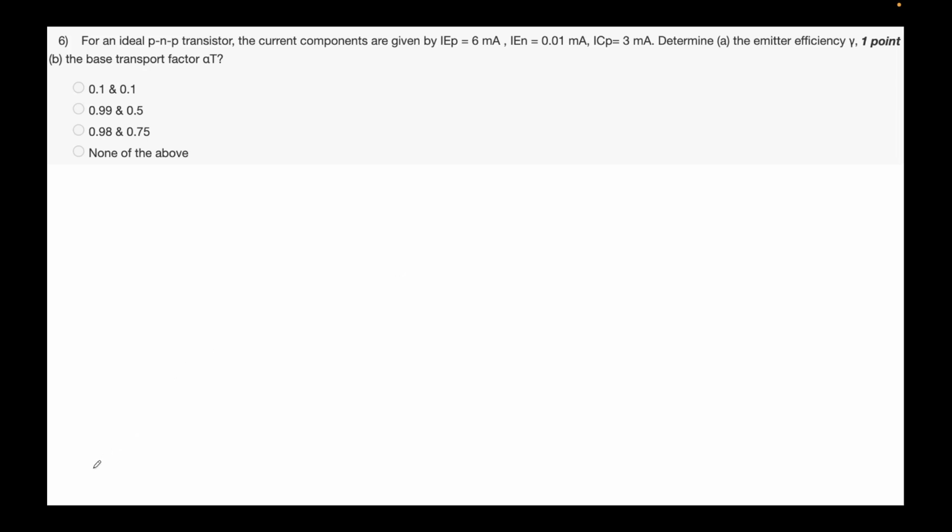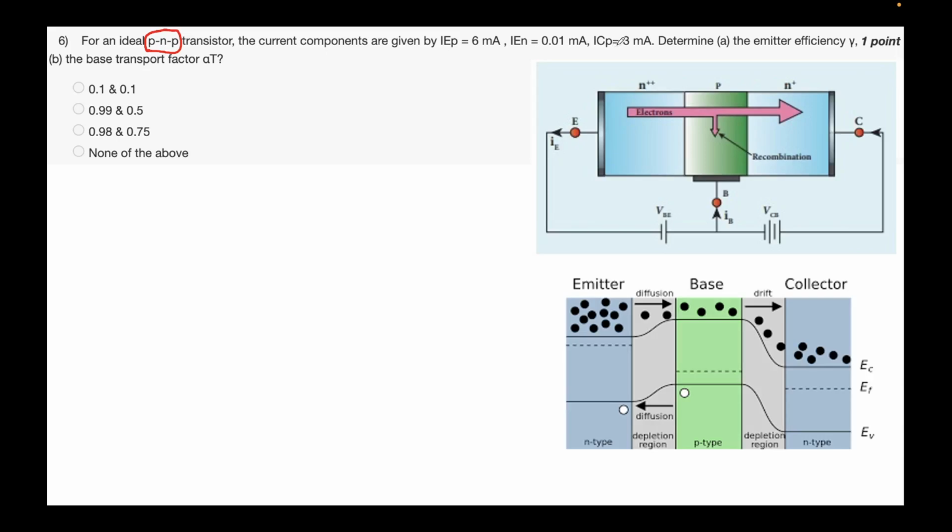So the question says that for an ideal PNP transistor, so no more NPN, we now have to live with PNP, the current components are given by IEP, IEN, and ICP. I'll draw this diagram again. This is a PNP transistor, so let's first change this. This is P, this is N, and this is P again. And the current directions will also naturally change.